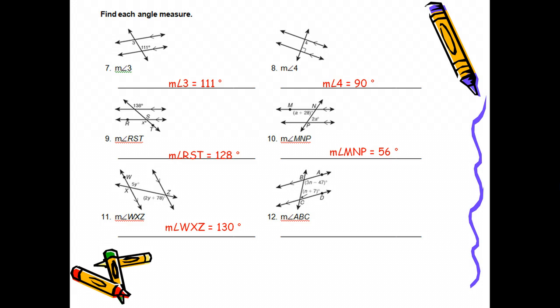In number 12, for the measure of ABC, we know that these are same side interior angles. They will be supplementary, and therefore we come up with measure of angle ABC is 118 degrees.